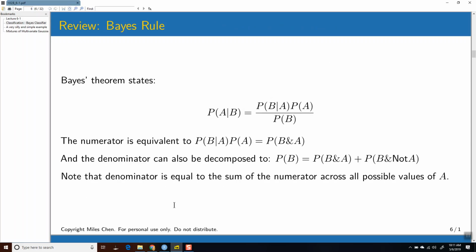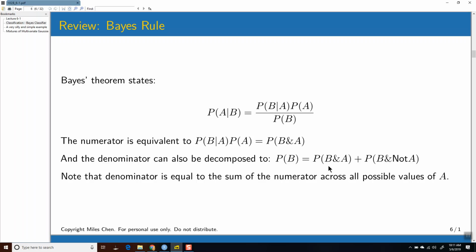All right, so Bayes' theorem states this, right? The probability of A given B is equal to the probability of B given A times the probability of A, divided by the probability of B. The numerator, the probability of B given A times the probability of A, is equivalent to the probability of B and A, or A and B. This should all have been covered in 100A, your probability rules and all of that, right?